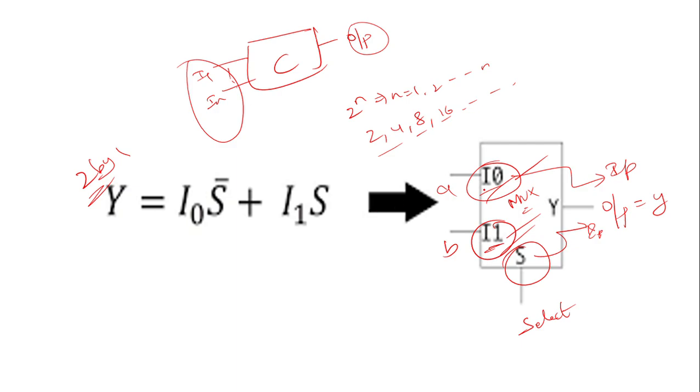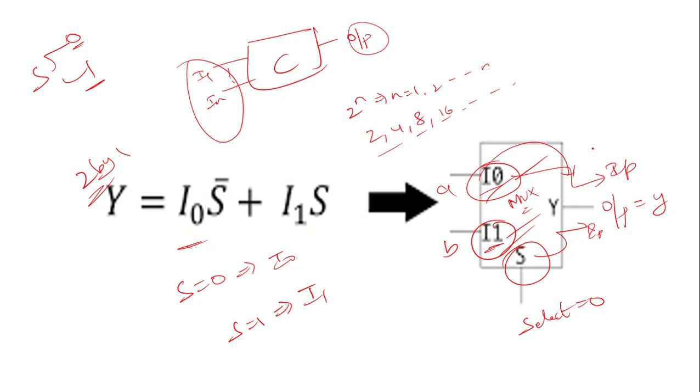So what is the combination here? If the select line is one bit, how many combinations do you get? 0 or 1. If the S value is 0, then I0 will be selected. If S is equal to 1, then I1 will be selected. That means if S is equal to 0, then Y is equal to I0, and if S is equal to 1, then Y is equal to I1.